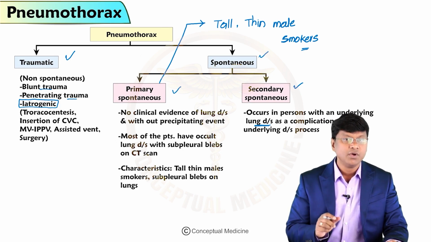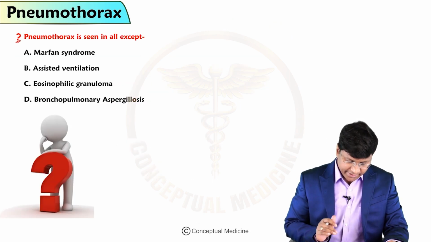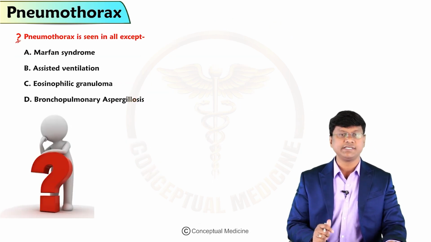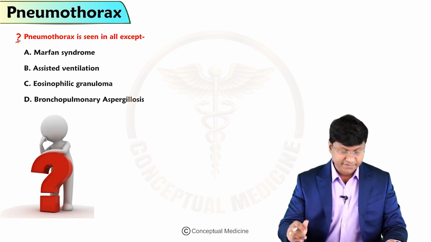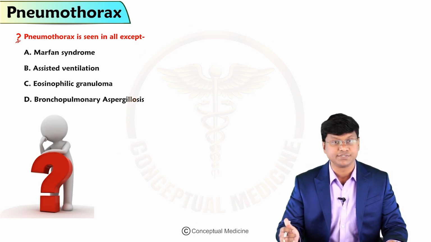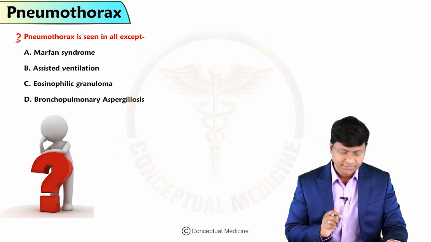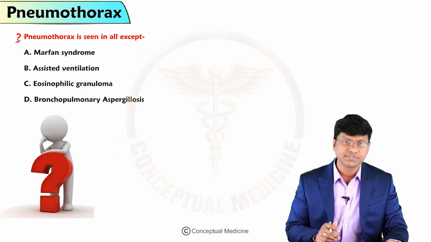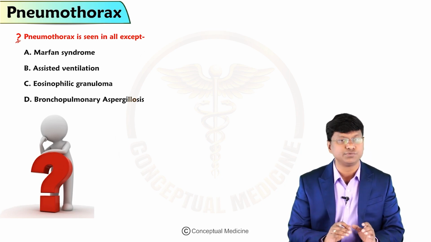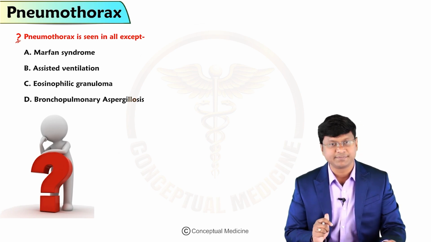Now let me discuss the various etiologies which can cause pneumothorax, and accordingly you see a question. Pneumothorax is seen in all except: Marfan syndrome, assisted ventilation, eosinophilic granuloma, bronchopulmonary asthma. See, you can have a question on the etiology in the following manner. Now, let me discuss all the etiologies. You have many etiologies which will cause pneumothorax, and at the end, I will also give you a mnemonic to remember all these particular etiologies.